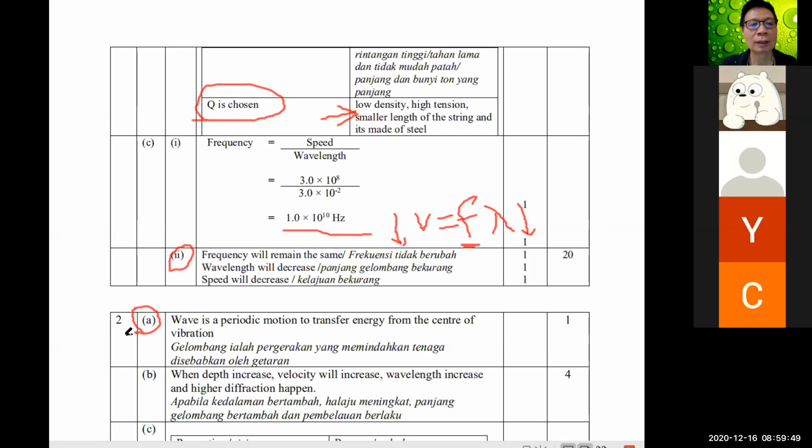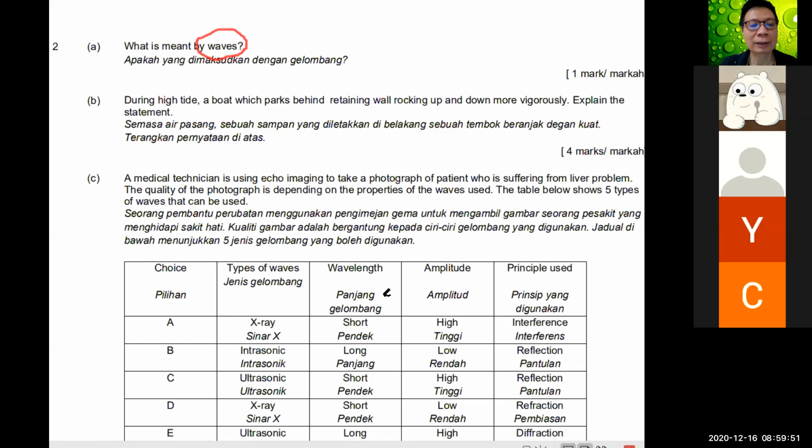Okay, second question, asks about what? During high tide, so the sea water gets high tide, low tide, isn't it? High tide means the water comes into the land very high, water very deep. Low tide means the water goes away. A boat which is stuck behind a retaining wall rocks up and down more vigorously. Explain the statement. What is the meaning of this?